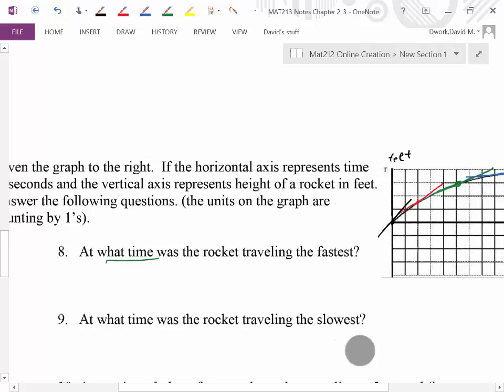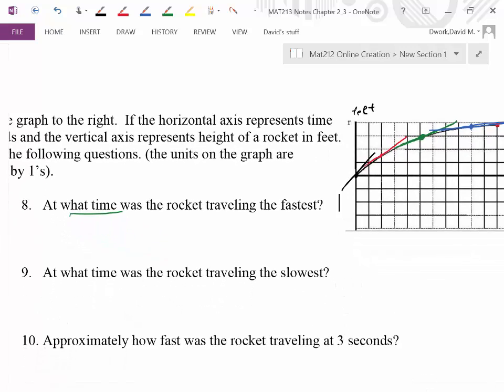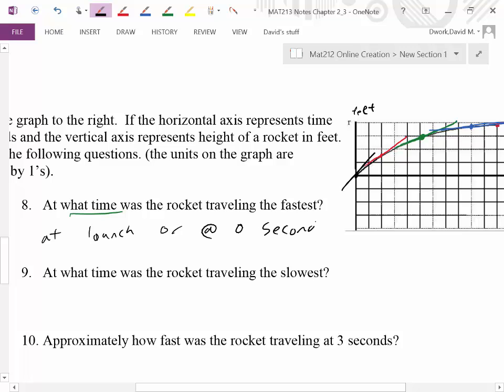So what I would say is, at what time is the rocket traveling the fastest? I would say at launch, or at 0 seconds. The instant it is launched from the launcher, that's when it's going the fastest. Then after that, it seems like it's slowing down and slowing down, which makes sense. Throw your pencil up in the air and watch what it does. When you throw it up in the air, it's traveling fast and it's slowing down and slowing down until eventually it starts coming back down towards you.